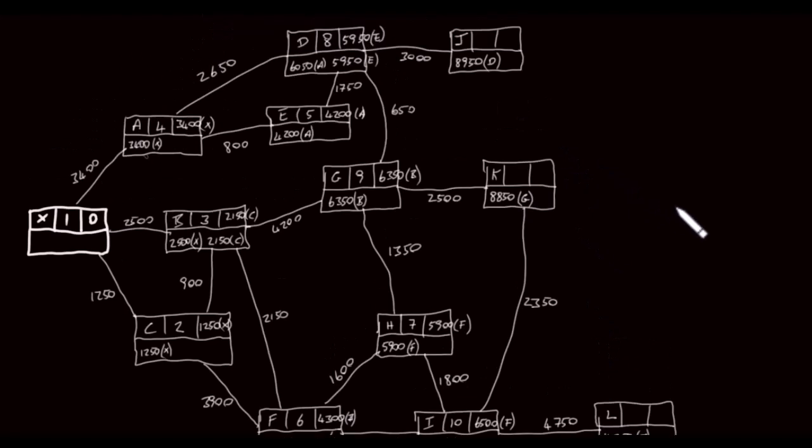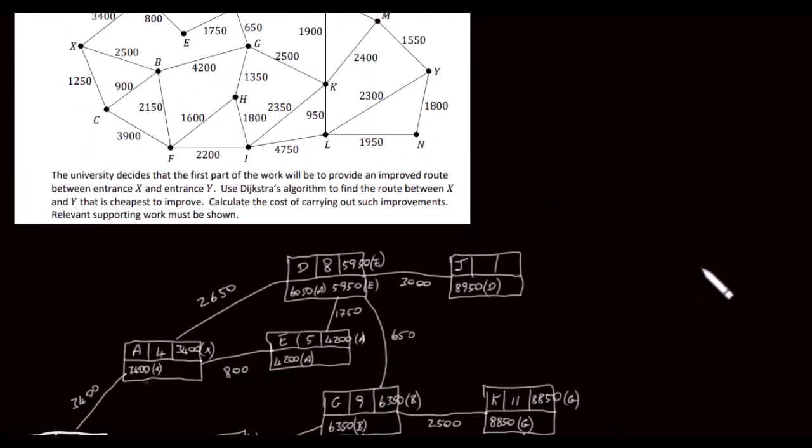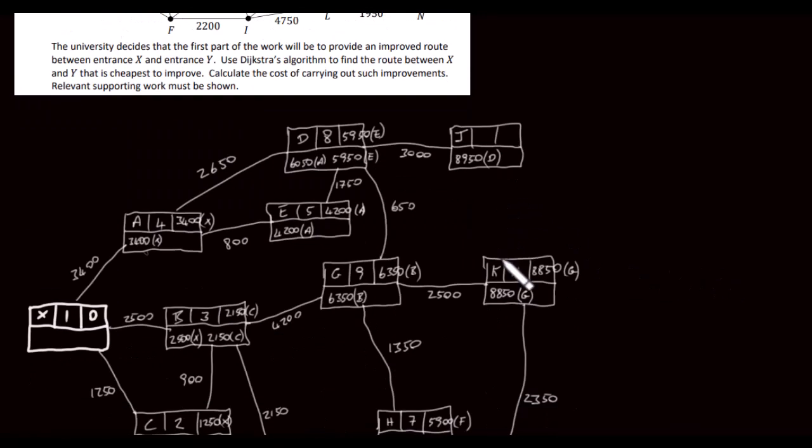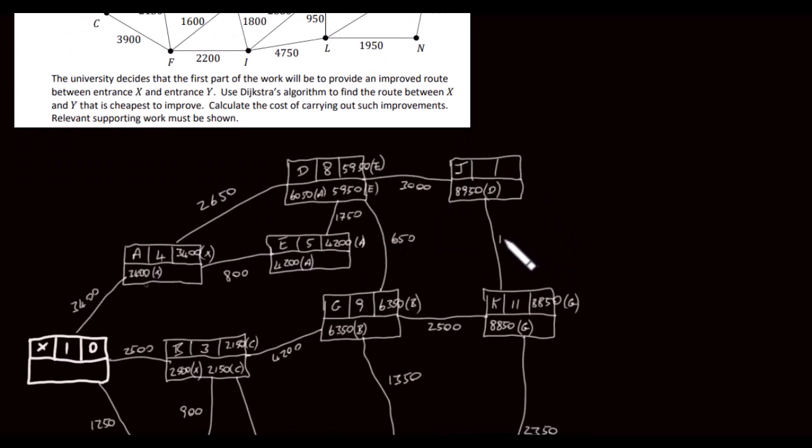So K then must be 11. So that's our next completed node. So that's 11, and it's 8850, which came from G. Okay, so let's see what K is connected to. So K is connected back here, which we should have, and it's connected to J, which we don't have, so I need to connect these two up. And the weight there is 1900.